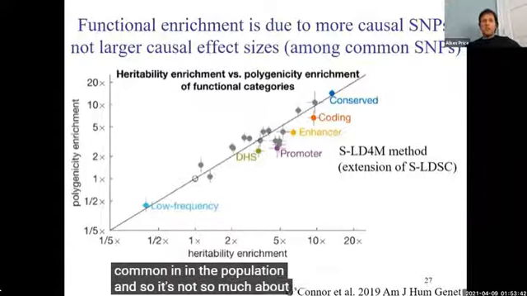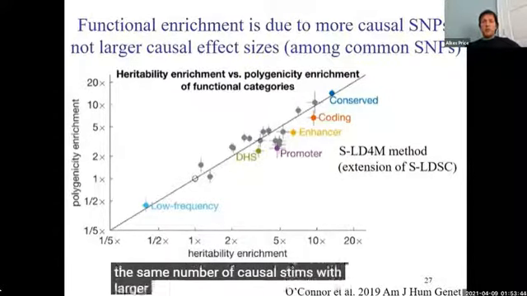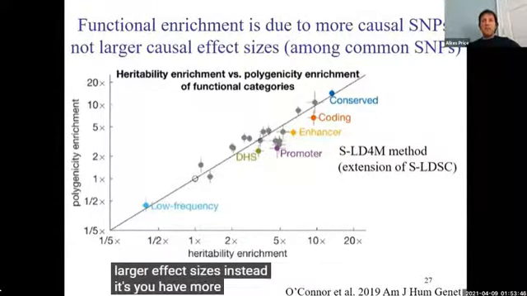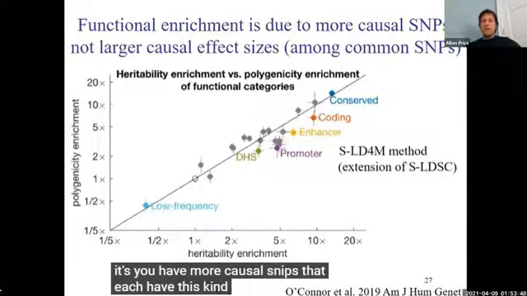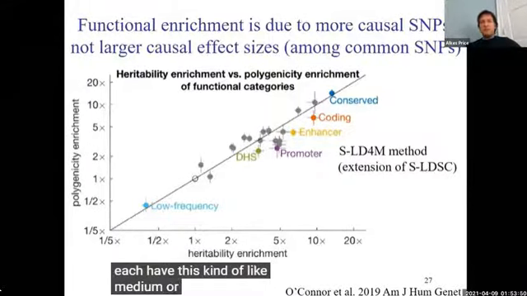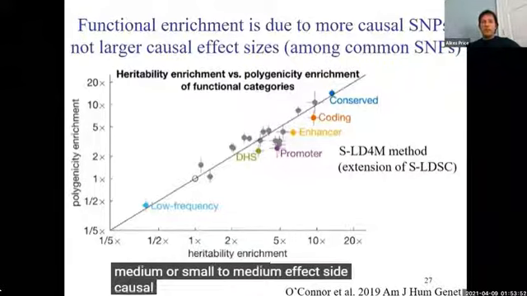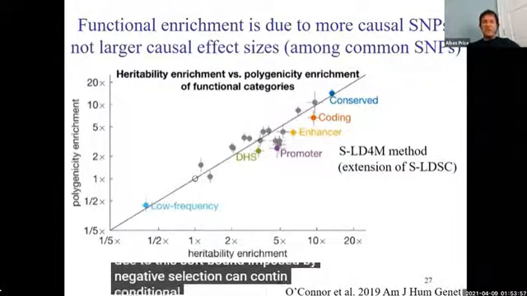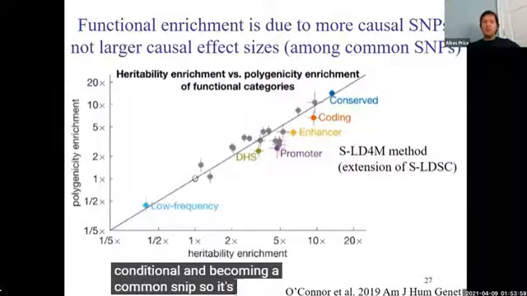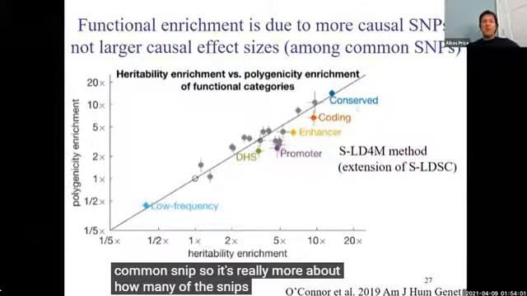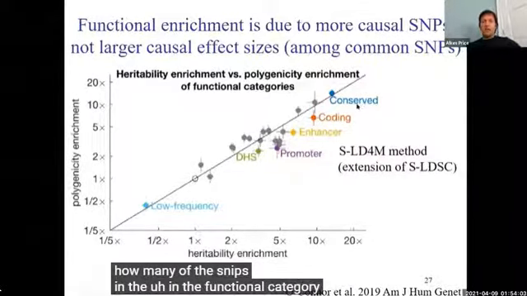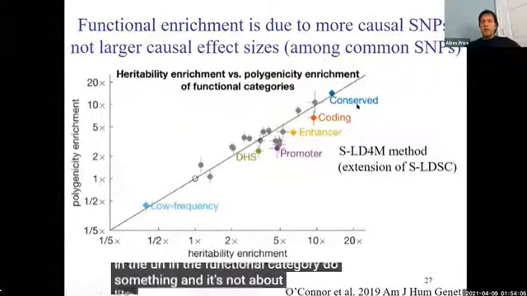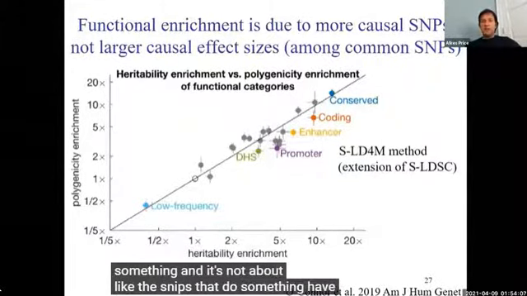And so it's not so much that you have the same number of causal SNPs with larger effect sizes. Instead, you have more causal SNPs that each have a small to medium causal effect size, due to this soft bound imposed by negative selection, conditional on becoming a common SNP. So it's really more about how many of the SNPs in the functional category do something, and it's not about the SNPs that do something having huge effects.